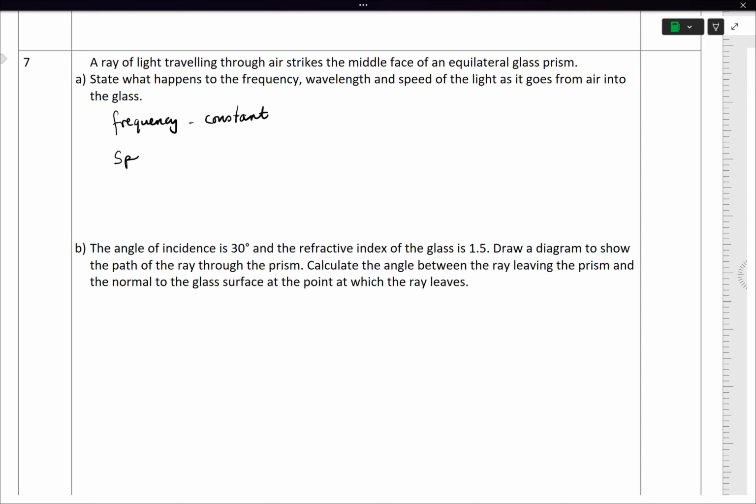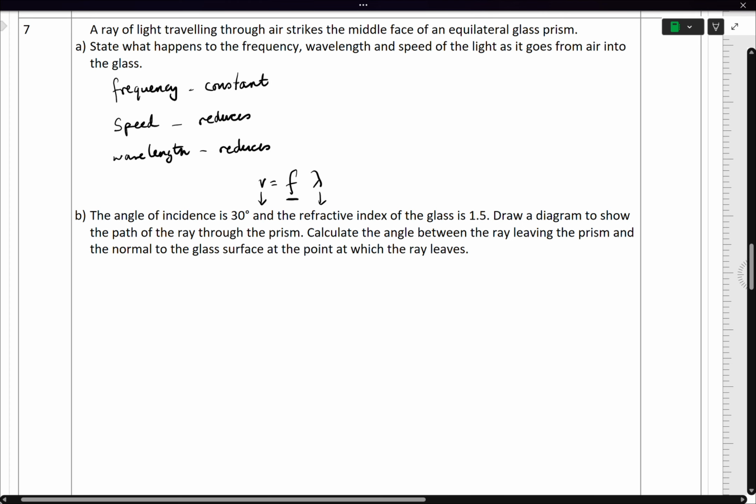The speed we know reduces. This is because the light travels more slowly through the glass than it did through air. And as a result, the wavelength also has to reduce. The waves get bunched together, but also since wave speed is equal to frequency times wavelength, if frequency remains constant and speed goes down, then the wavelength will have to decrease as well.